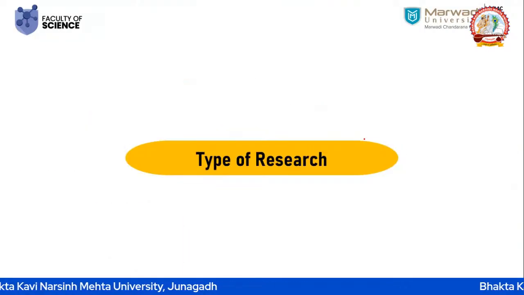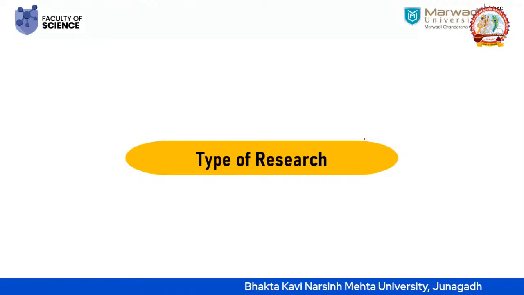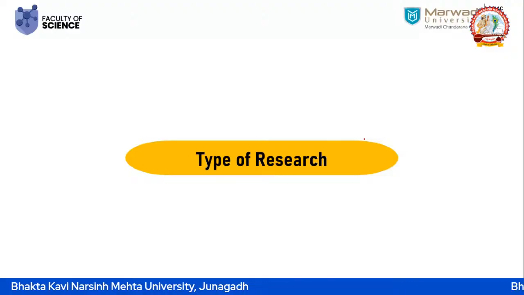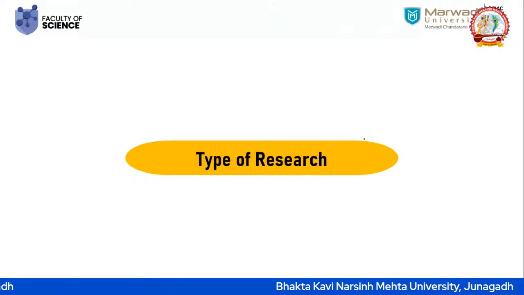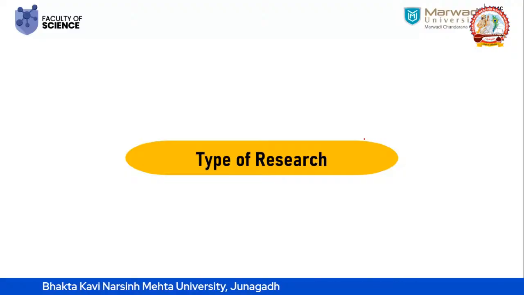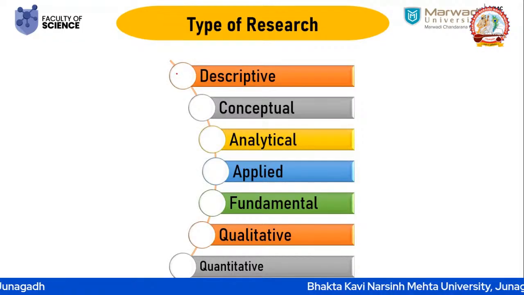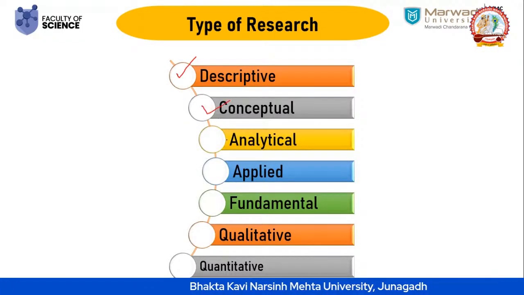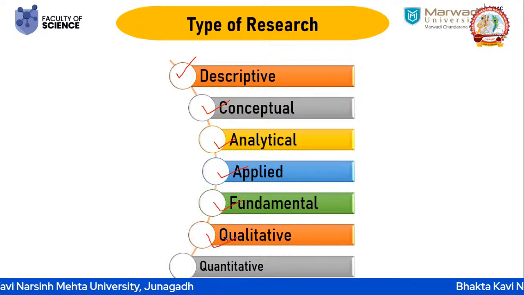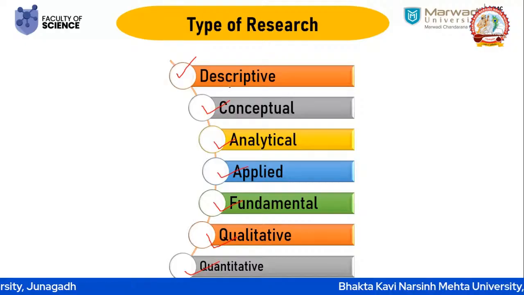Now the thing is the types of research. We are always looking at this phenomenon that not a single type of research is going on; different types of research are going on. Basically, whatever research we perform in life science is related to experimental or analytical, empirical research, but other types of research are also available. So we'll go through them one by one. Which types of research are there? First are descriptive, conceptual, analytical, applied, fundamental, qualitative, and quantitative. So these are almost seven types of research that are available.